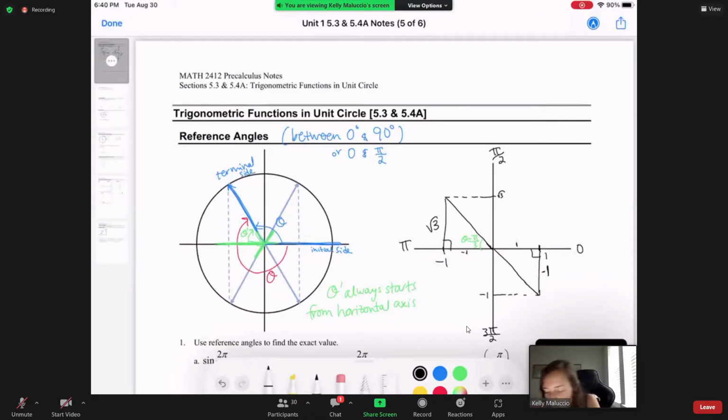Okay. So we know that for 30, 60, 90 triangles, we know all the sides. This side is 1, square root of 3 and 2. And we know that this angle here is pi over 4. And we know the sides are 1, 1, and square root of 2. So my sides are 1, 1, but it's down, so that's why I put that negative, but square root of 2. Okay.